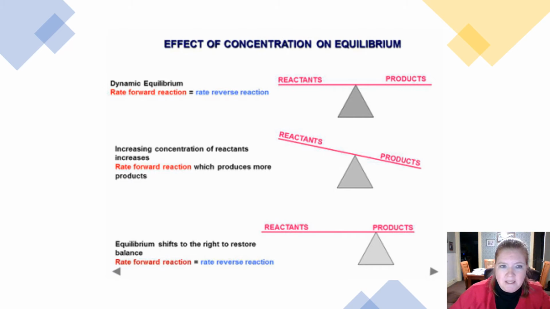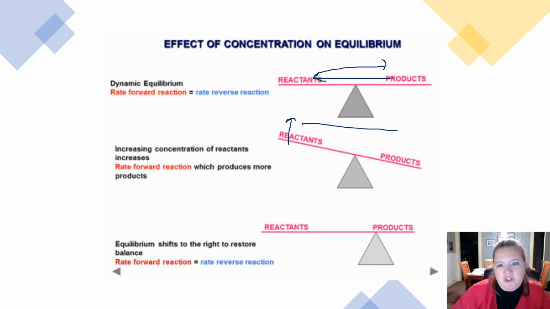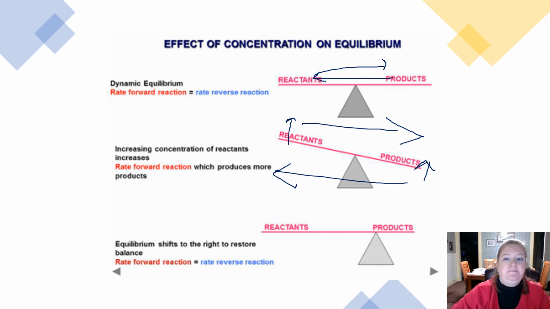All right, so with concentration, remember we have a dynamic equilibrium. Reactants are making products, products are making reactants, but the rates are equal. We're in balance. The rates are equal. All of a sudden, if we increase the amount of products, as an example, or we increase the amount of reactants, the equilibrium is going to shift. So if we increase reactants, the equilibrium shifts this way. If we increase products, the equilibrium shifts this way, okay?